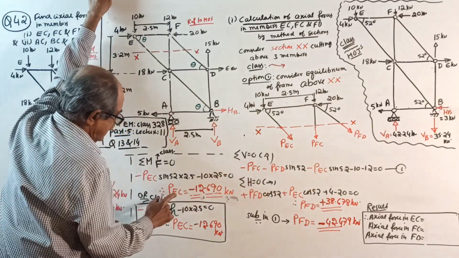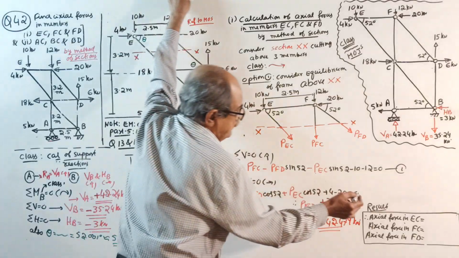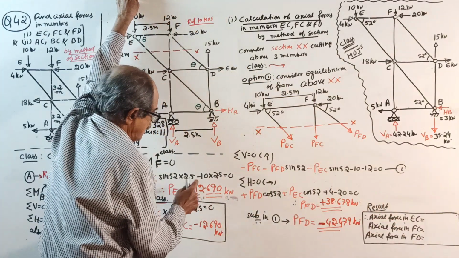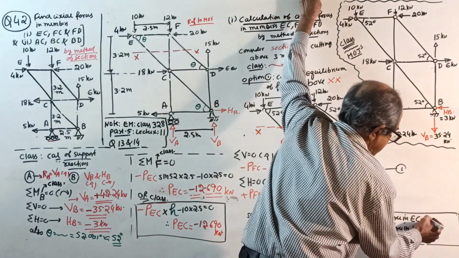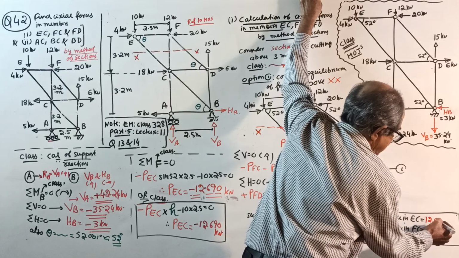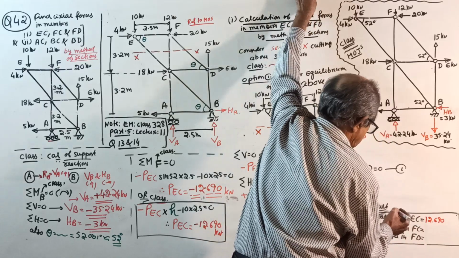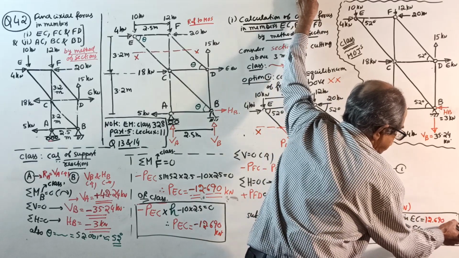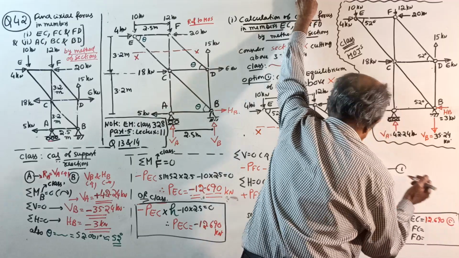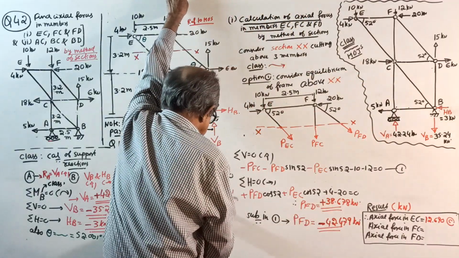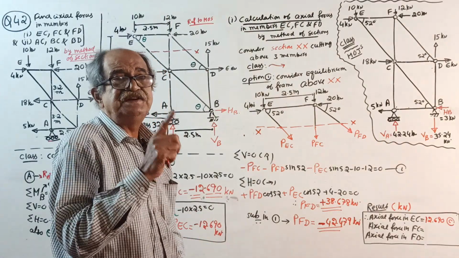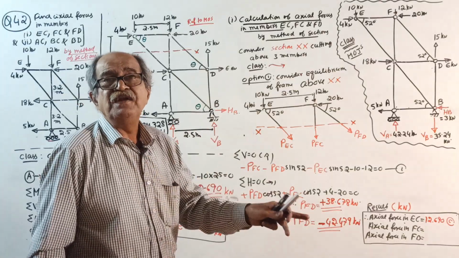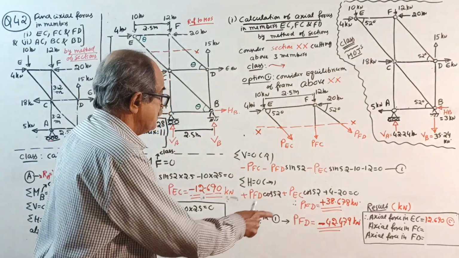See, result lastly. Therefore, axial force in EC equal to negative sign came 12.690. Space is not there. All are in kilonewton. That much compression. See, minus 12.690 is tension. That means 12.690 compression. Next member, see.